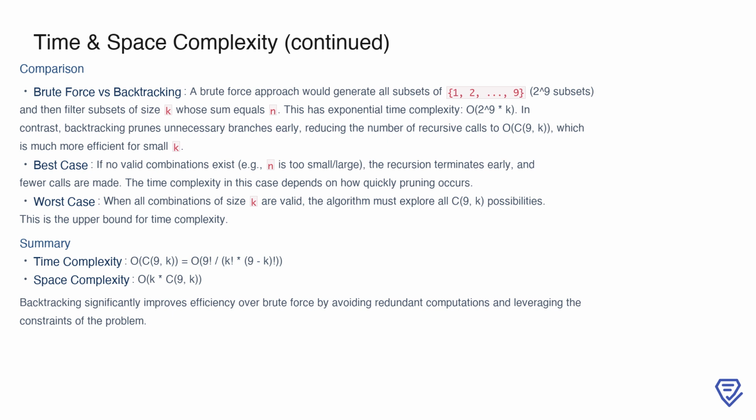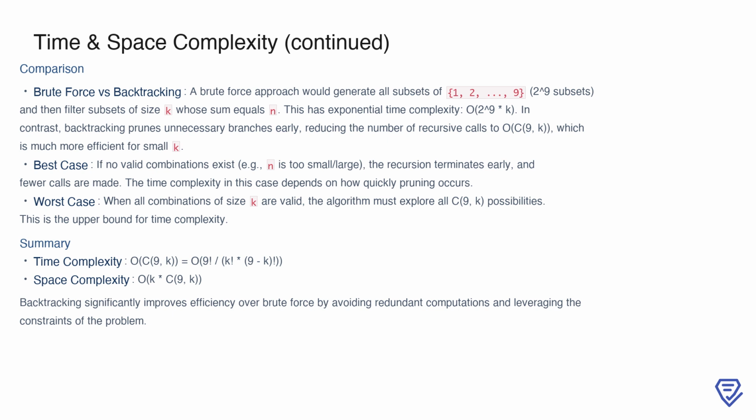Backtracking, on the other hand, avoids generating unnecessary subsets by pruning invalid branches early, reducing the recursive calls to only 9^k, which is significantly more efficient for small k. In the best case, where constraints lead to early termination of recursion, fewer calls are made, and the time complexity decreases further. The worst case occurs when all combinations of size k are valid, requiring exploration of all 9^k possibilities.